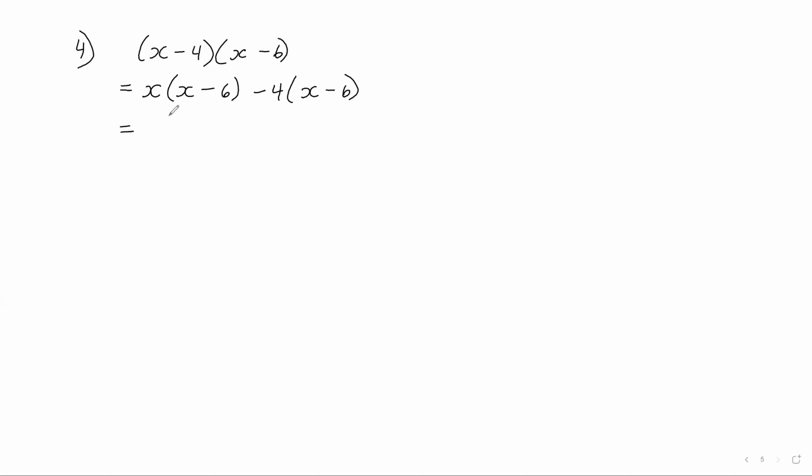And this would give me x times x, which is x squared. x times minus 6 is minus 6x. Minus 4 times x is minus 4x. And minus 4 times minus 6 is plus 24 because a minus times a minus is a plus. And then this would give me x squared, minus 6 minus 4 is minus 10. So it'll be x squared minus 10x plus 24. And here we have another quadratic expression.